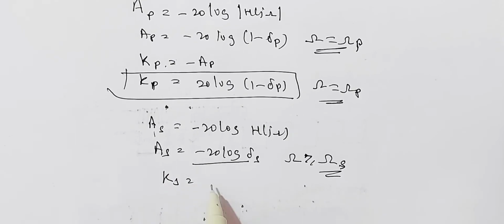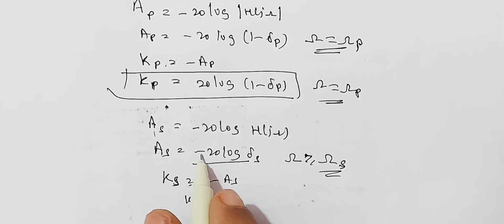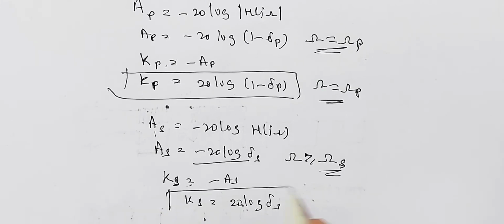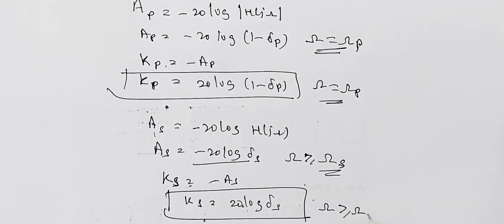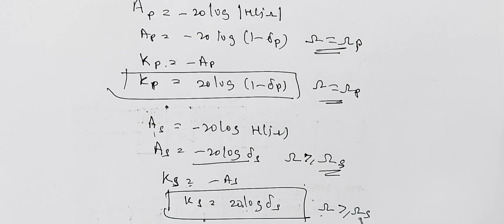And K_S is equal to minus A_S. Stop band gain is represented by K_S, which is given by minus A_S. Then K_S is equal to minus of minus, A_S means minus 20 log delta S. Minus of minus 20 log delta S gives plus 20 logarithm of delta S. This is the stop band gain, where frequency is greater than or equal to omega S. When the frequency reaches omega S, that is stop band frequency, or more than that, the value is almost 0. That is stop band gain.